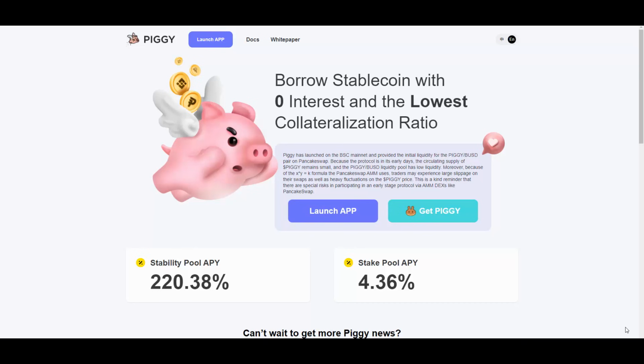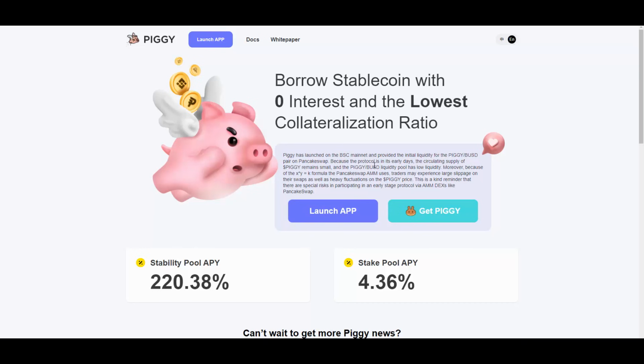Borrow stablecoin with zero interest and the lowest collateralization ratio, guys. Piggy has launched on the BSC mainnet and provided the initial liquidity for the Piggy BUSD pair on PancakeSwap. Because the protocol is in its early days, the circulating supply of Piggy remains small and the Piggy BUSD liquidity pool has low liquidity. Moreover, because of the X Y equals K formula the PancakeSwap AMM uses, traders might experience large slippage on their swaps as well as heavy fluctuations on the Piggy price. This is a kind reminder that there are special risks participating in an early stage protocol via AMM DEXs like PancakeSwap. It's actually cool that they have it listed here.